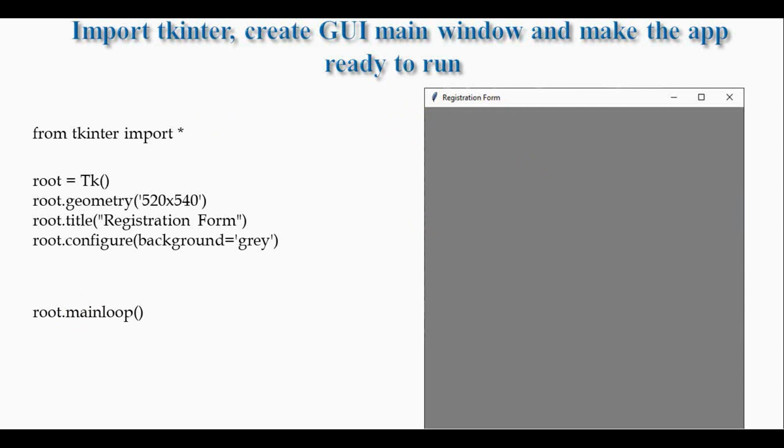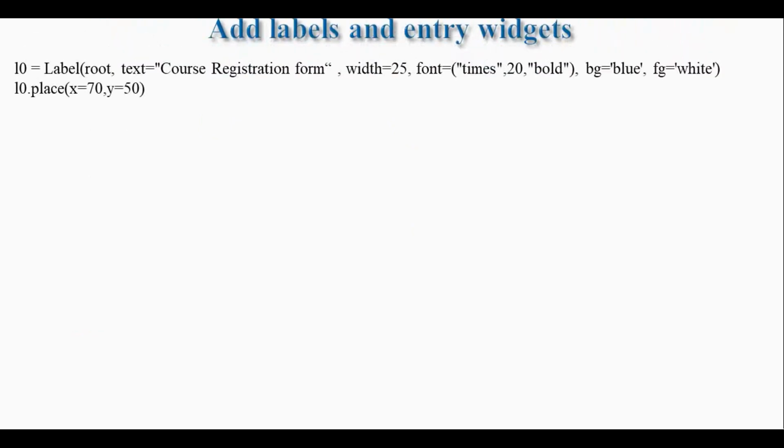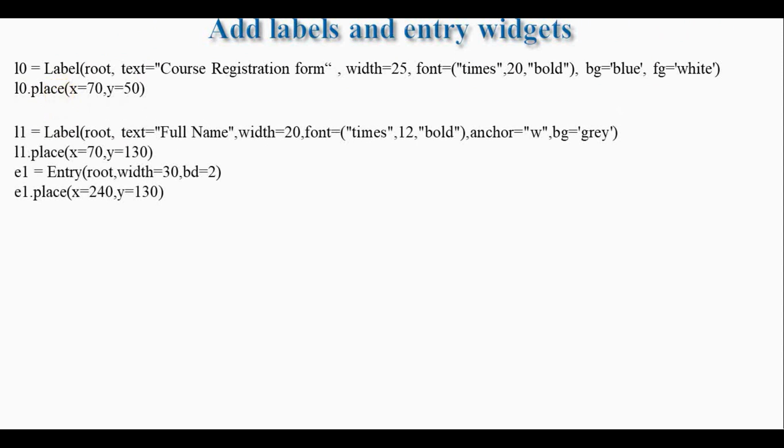So now let's move on to the next step of creating the registration form. We have to create labels and widgets. That will be the next step: adding the labels and entry widgets. The first label will be course registration form. For the label syntax, we have the first argument as root, the application window which we have created. Then the text will contain course registration form as the title, then the width of the label, and I can mention the font, background color and foreground color. And then here I have used the place geometry manager with x and y values as 70 and 50.